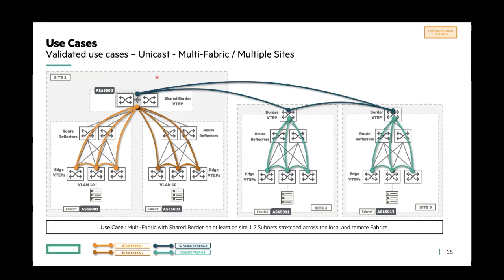So if we go back to this use case, we don't need to have a shared border everywhere. We can extend the layer 2 VLANs, the layer 2 subnets, between different fabrics if they have one shared border on one side and a dedicated border on the other side.